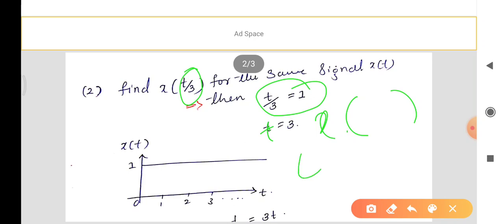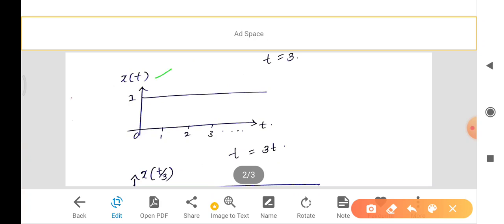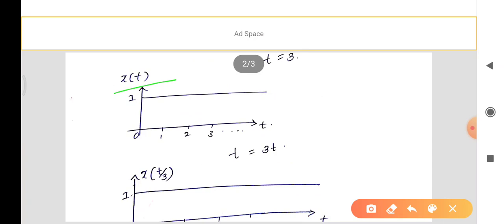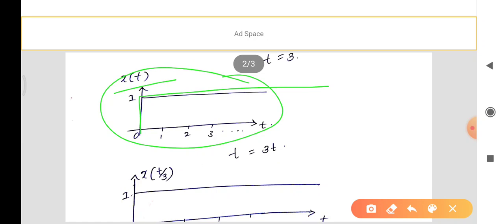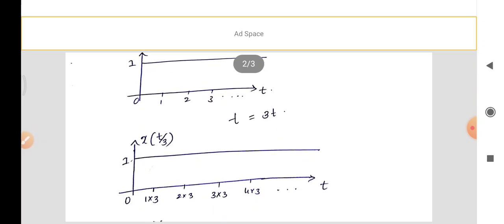Now what do we have to do? Change the t to 3; whatever t is there, just multiply with 3. Now see, this is your x of t signal, this is your u of t. It starts from 0, and magnitude is 1. Remember, magnitude remains the same, only the scaling is going to vary: 1, 2, 3, 4, 5 seconds and so on. Now we need to calculate x of t by 3.